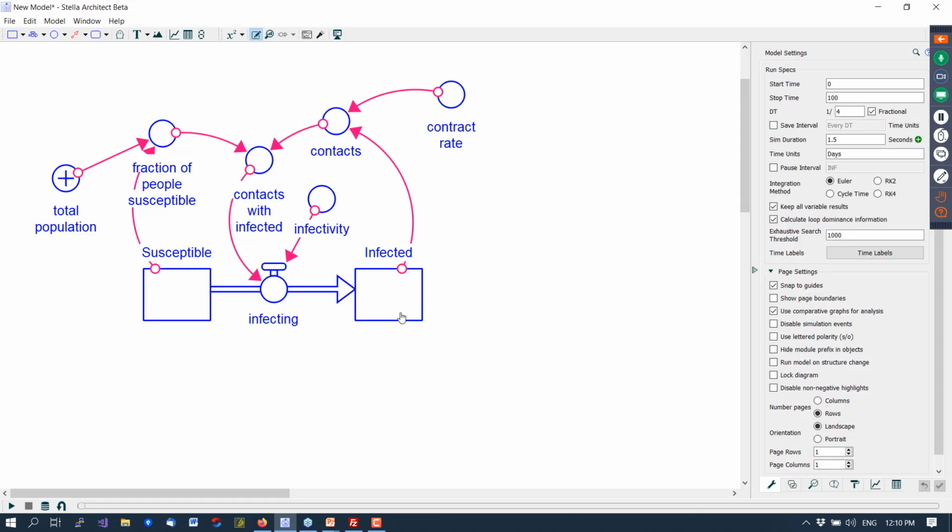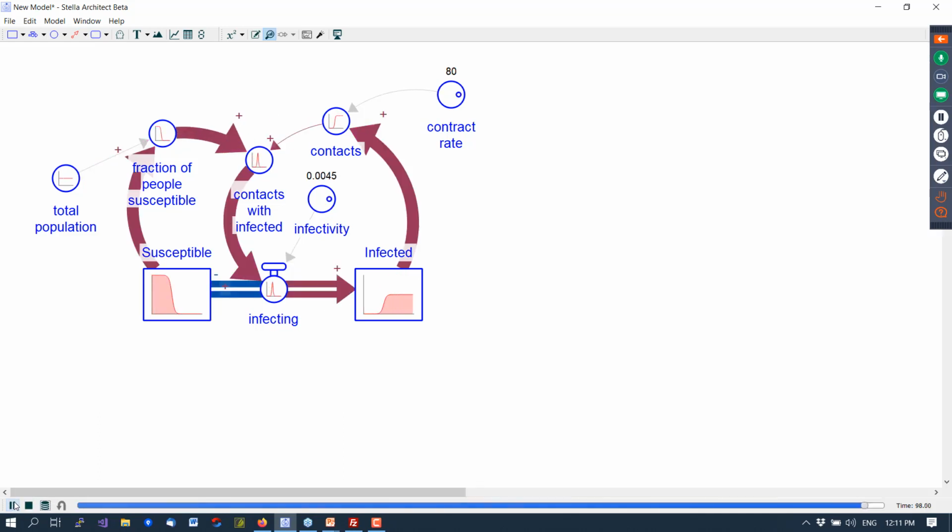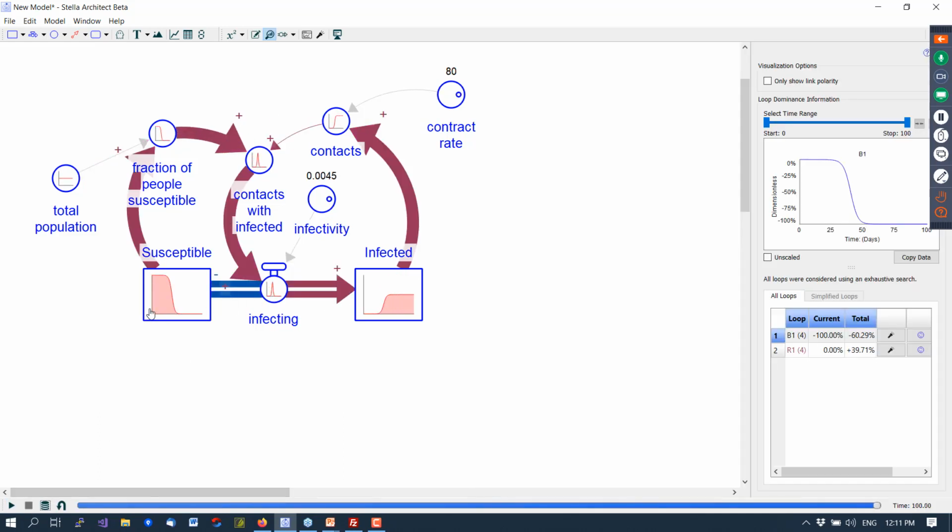And so what this now says is you've got some infected people, they come in contact with other people. Some of those people they come in contact with are susceptible. When that occurs, there's a chance that they'll become infected, and that gives you a number of people who are infected, and that gives you this model. So if we run this model, what we get is the classic S-shaped transition, where the susceptible starts out big, infecting starts out small, but then it goes up, and infected comes out big.